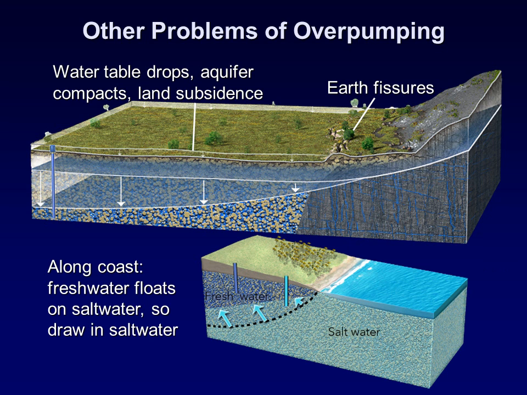If you do this in a coastal or island environment, then you have a different set of problems. Fresh water floats on top of salt water because it's less dense, and so overpumping can draw salt water into the bottom of coastal wells, so that contaminates those wells.